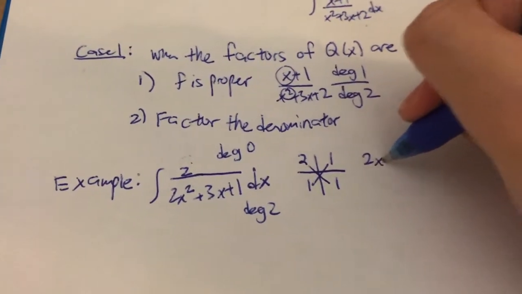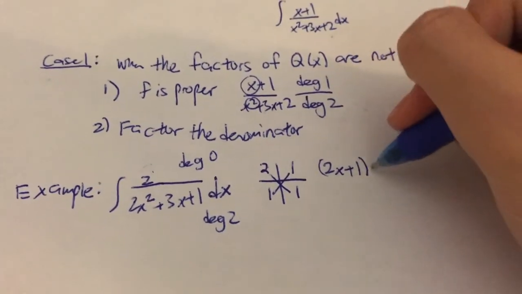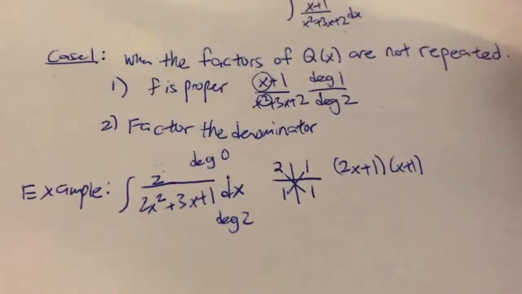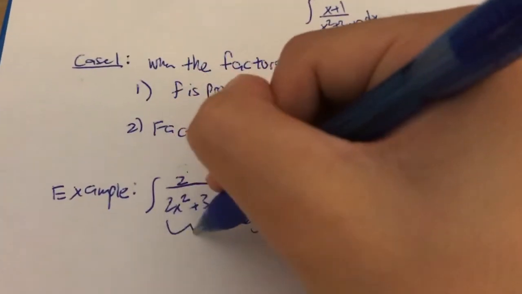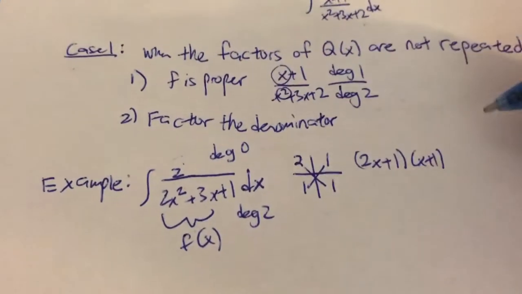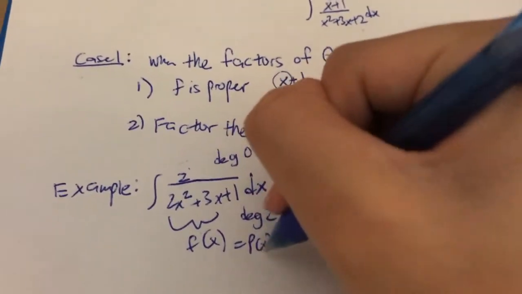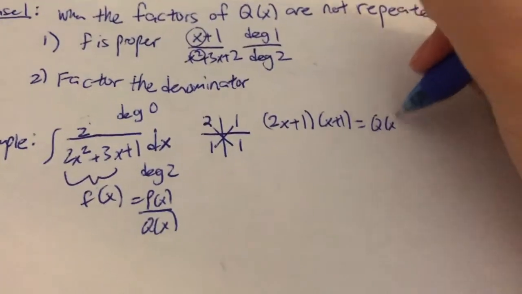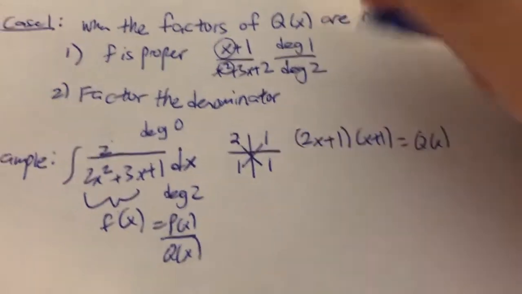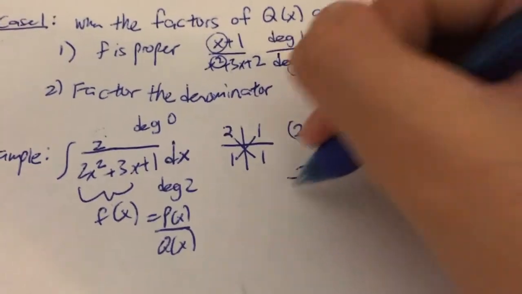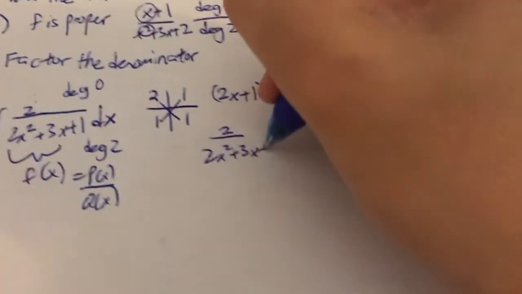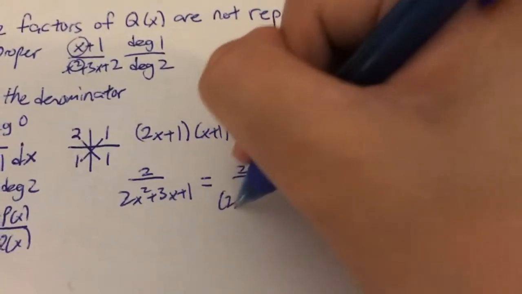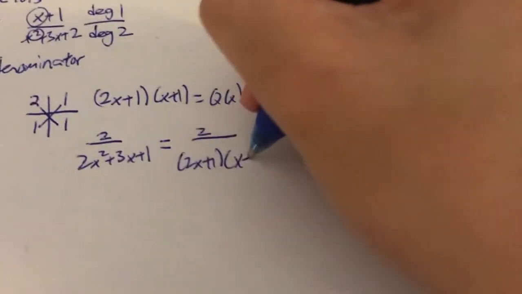So that means our complete factorization of this denominator is 2x plus 1, keeping the coefficients of each of them, and then x plus 1. Okay? I can go even further and say this function we can label as f of x. f of x is equal to some polynomial on top over some polynomial on the bottom, p of x over q of x, which means that this must equal q of x. Okay? So if we're supposed to rewrite this entire thing, we can basically say 2 over 2x squared plus 3x plus 1 is basically just equal to 2 over 2x plus 1 and x plus 1.